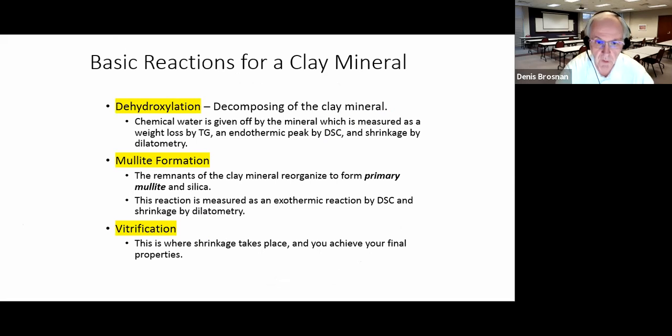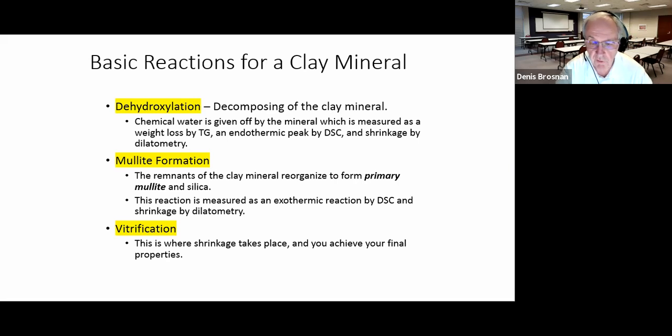So on heating a clay mineral, the basic things that happen are dehydroxylation. Now, you might say that's a complex word. Dehydroxylation means removal of hydroxyls from the clay crystal. That's typically going to happen above 500 degrees Celsius with kaolinite type minerals. With illites, it can happen a little bit higher in temperature, but nevertheless, dehydroxylation is the removal of OHs from the crystal structure of the clay.